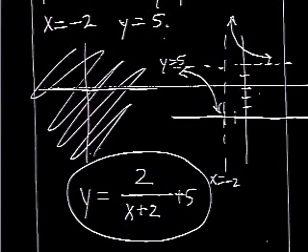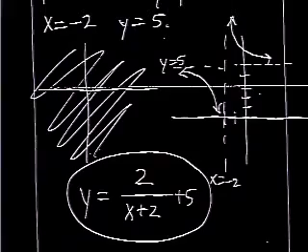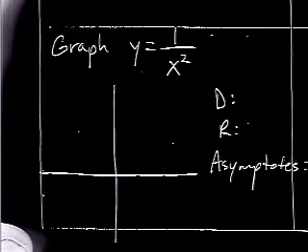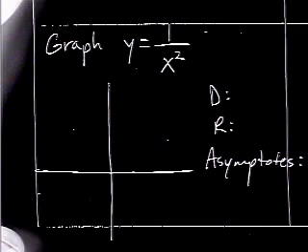By looking at the picture, I knew that I needed to move to the left 2 and I knew that I needed to move up 5. And then I just needed to write the equation to make that happen. So that's one type of problem that you'll have to do. Another type of model is what happens if the denominator gets squared?